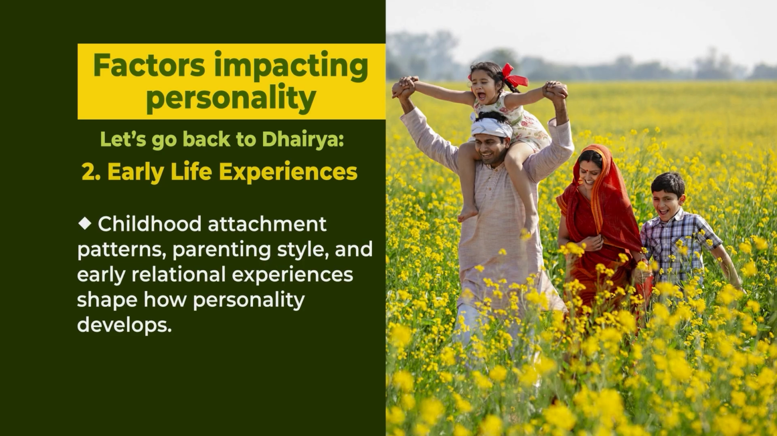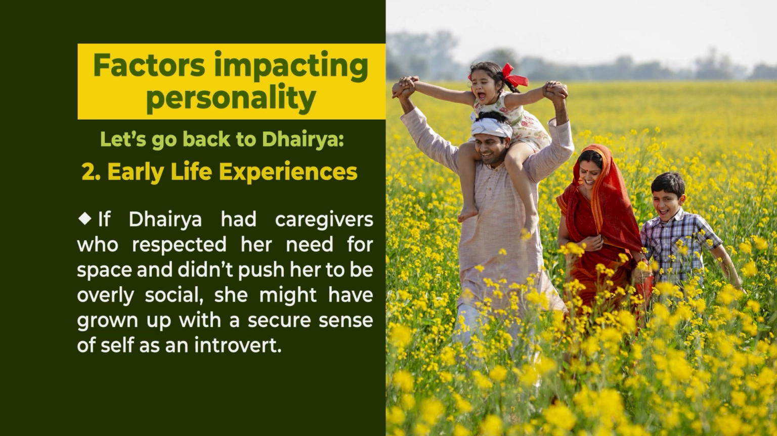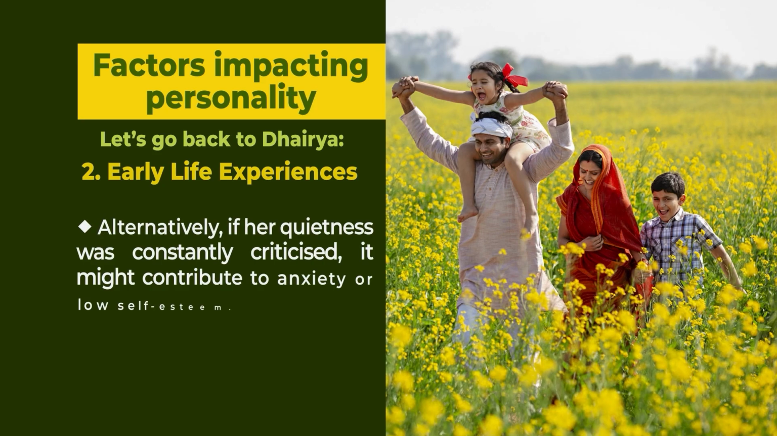Childhood attachment patterns, parenting style, and early relational experiences shape how personality develops. For example, if Dharya had caregivers who respected her need for space and didn't push her to be overly social, she might have grown up with a secure sense of self as an introvert. Alternatively, if her quietness was constantly criticized, it might contribute to anxiety or low self-esteem.